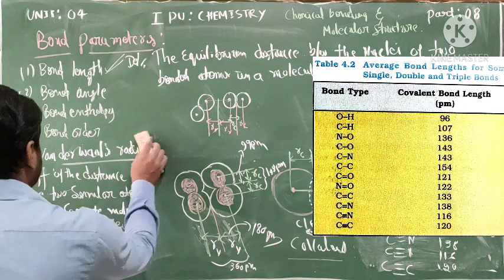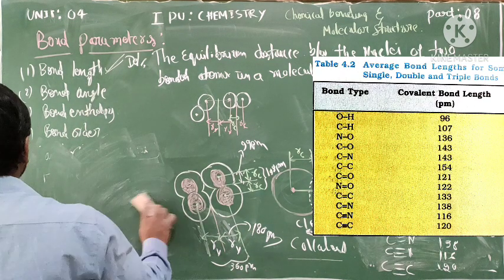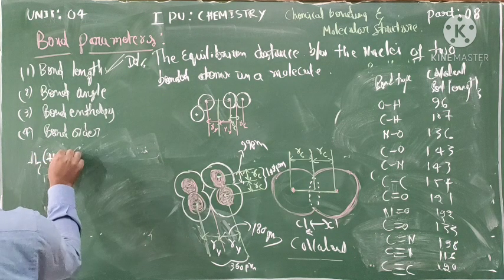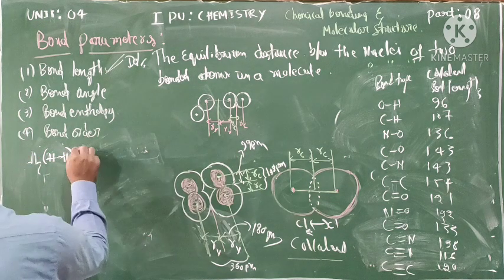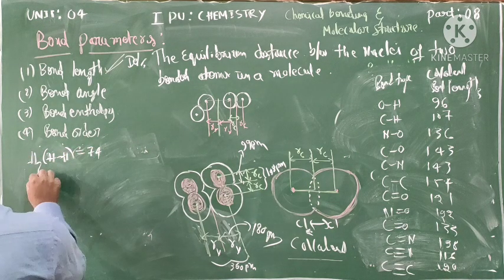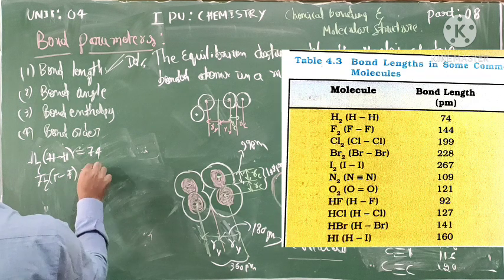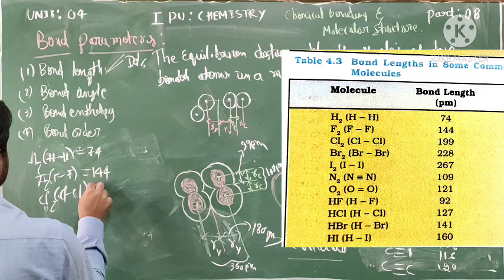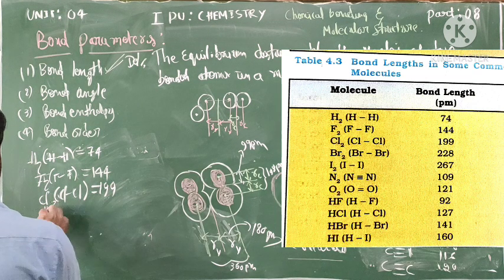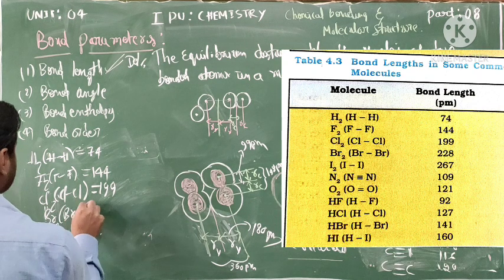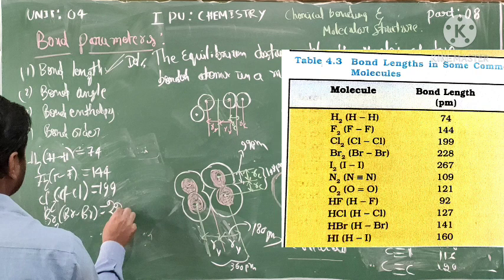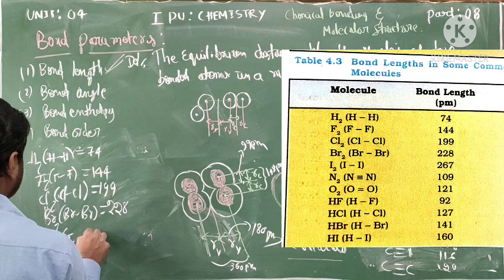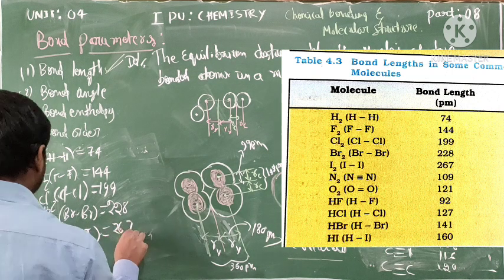Okay, so some others, like H2, which means H and H, having 74. F2 is F and F, so 144. Cl2 is 199. Br2 bond length is 228, and iodine, I and I, should be 267.